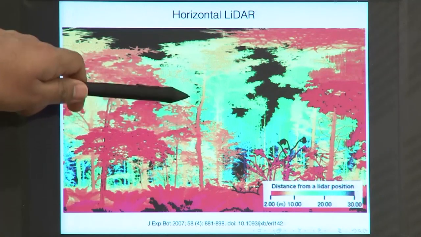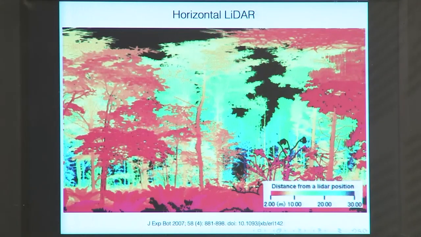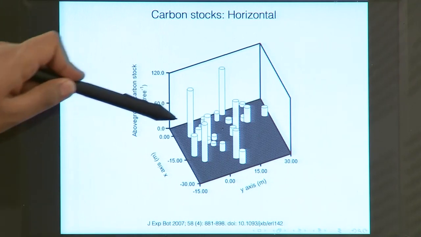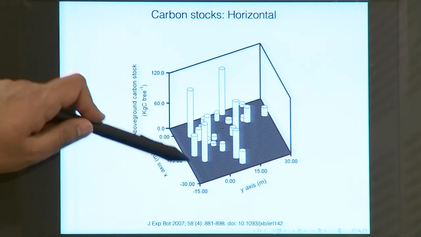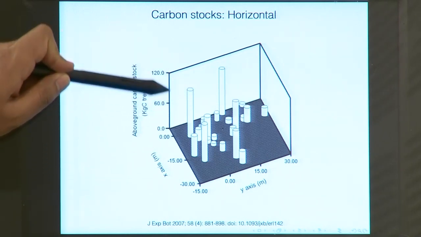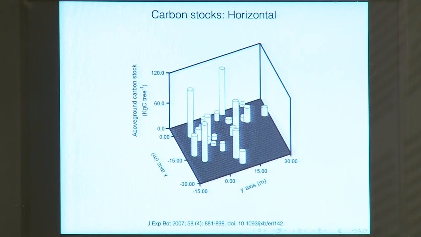So, you know that there is a tree, but you do not know at what distance this tree is lying. But in the case of a horizontal LiDAR, because this is a three dimensional structure, you know the position of each of these trees in the three dimensional space. So, you know that this tree is located at this position on the x axis, this position on the y axis, and this is the total amount of carbon stock that is there at this location.